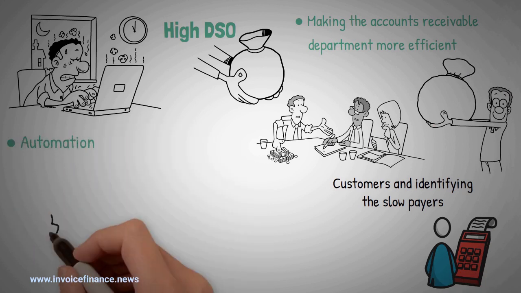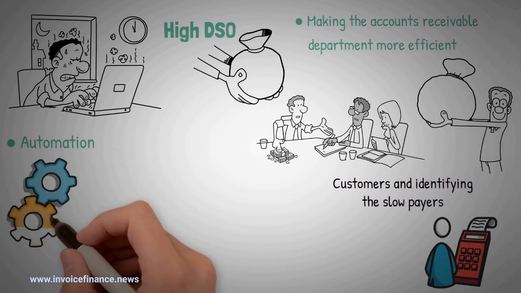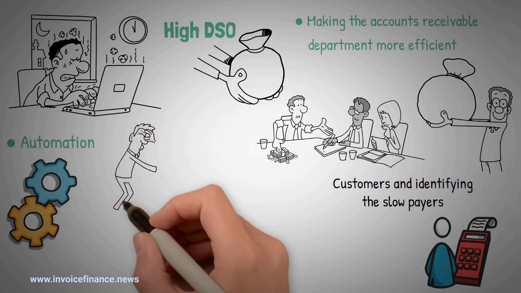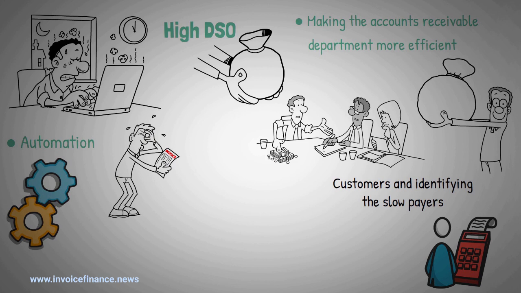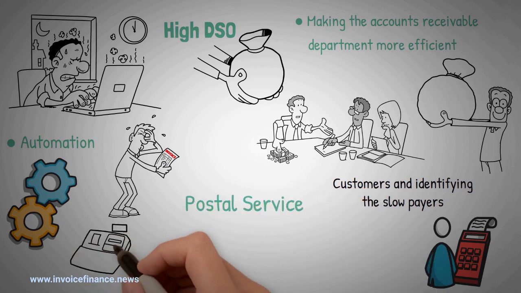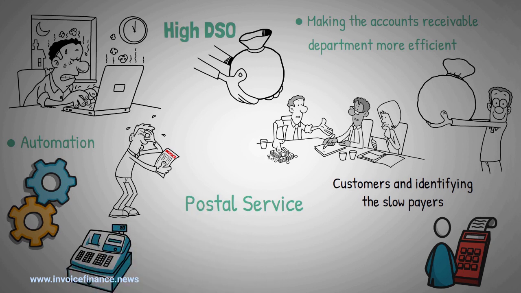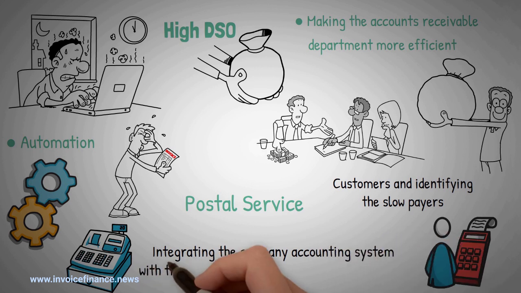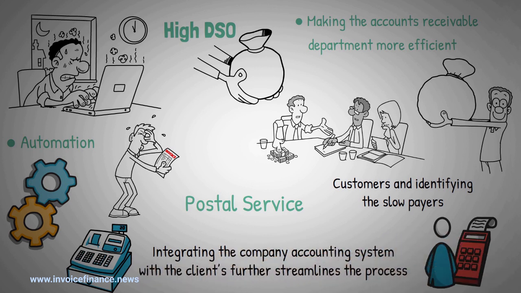Automation. It is now easy to use software that automatically invoices clients digitally. This is faster than generating paper invoices and using the postal service. Further automation can link purchase orders to invoicing, so that as soon as an order is made, an invoice is sent. Integrating the company accounting system with the clients further streamlines the process.